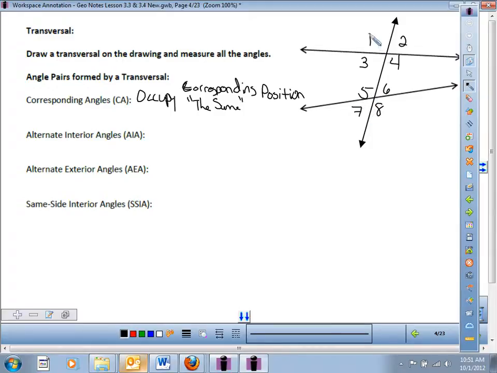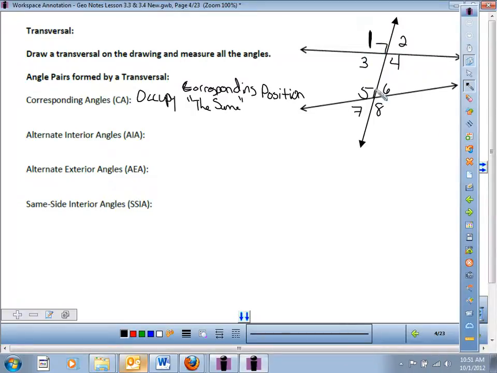So if we go up here and we look at angle 1 right here, and then we come down here and we look at what angle down here, 5, 6, 7, or 8, is in the same position as angle 1 up here. Well, what we do up here is we go, at this point of intersection, we go up and left.